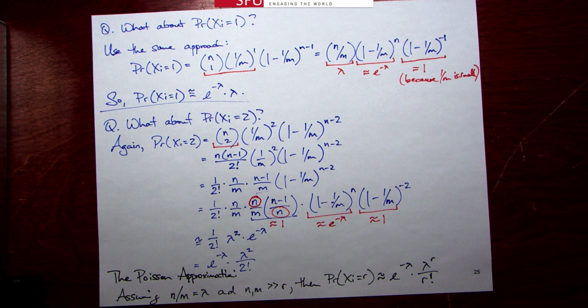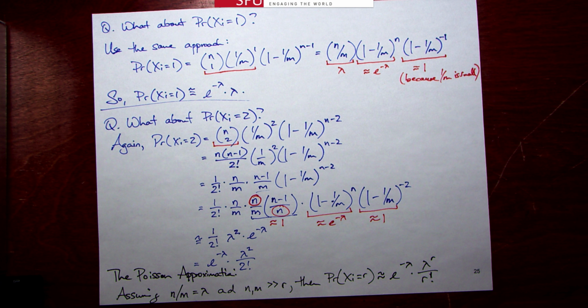Any questions about the derivation? Yes, n and m are very big compared to r. Two greater-thans mean it's really big compared to r. Other questions?